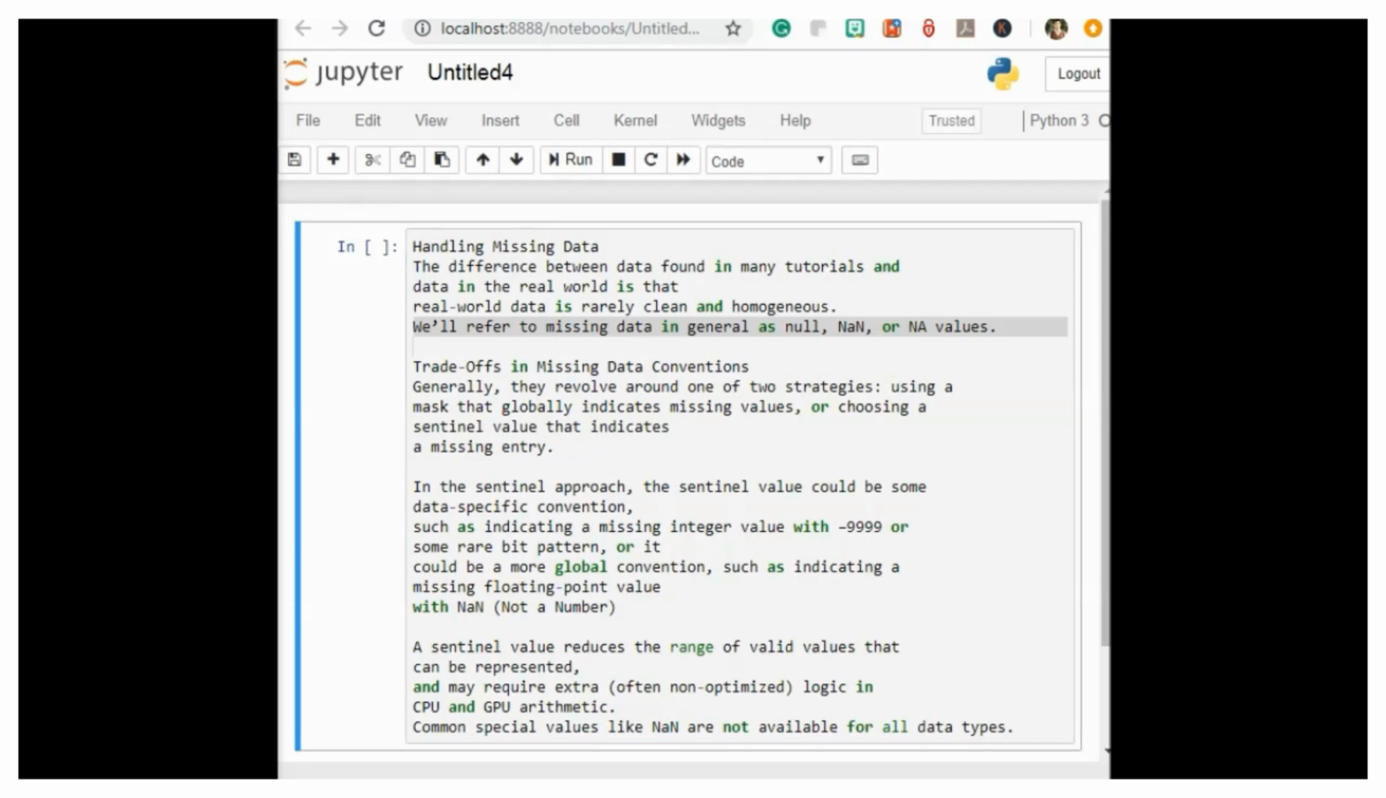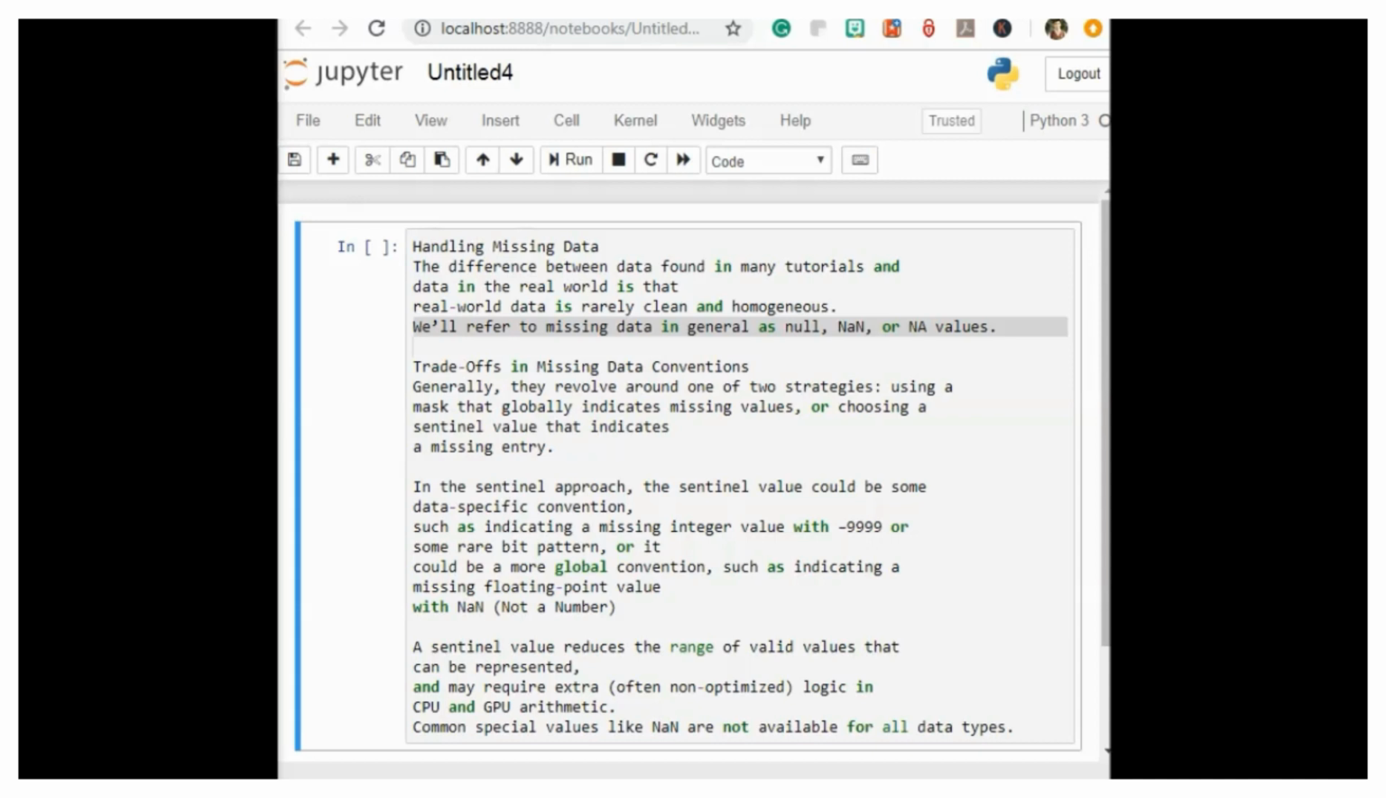None of these approaches is without trade-offs. Use of a separate mask array requires allocation of an additional Boolean array, which adds overhead in both storage and computation. A sentinel value reduces the range of valid values that can be represented and may require extra, often non-optimized logic in CPU and GPU arithmetic. Common special values like NaN are not available for all data types. So in most cases, where no universally optimal choice exists, different languages and systems use different conventions.